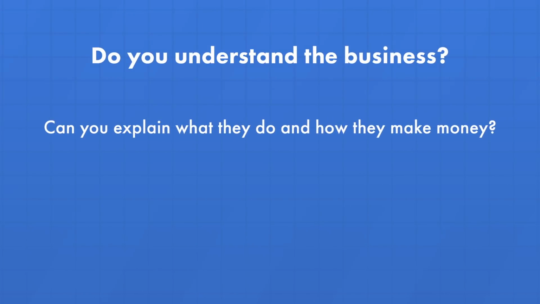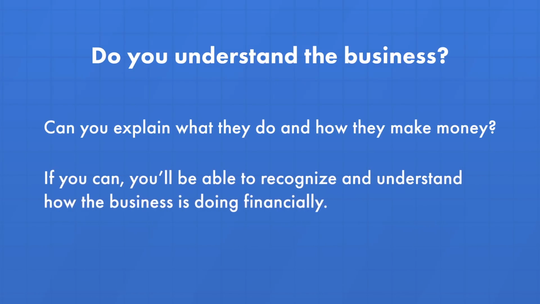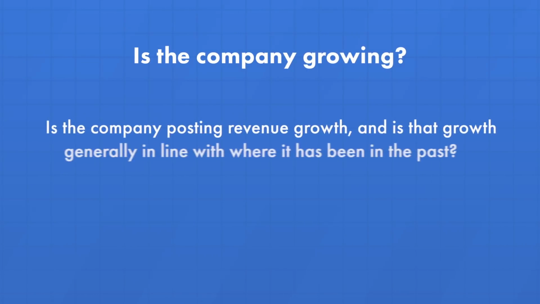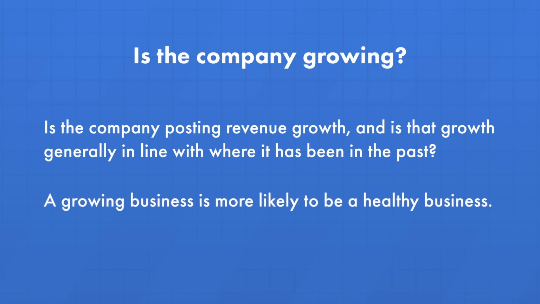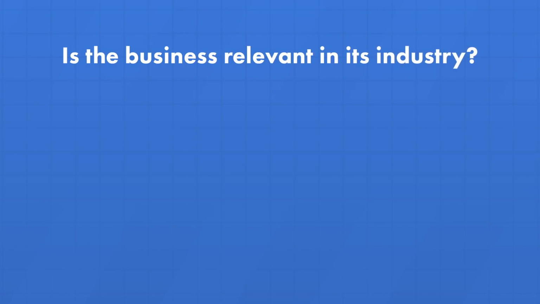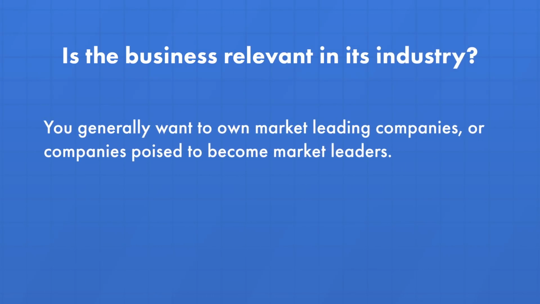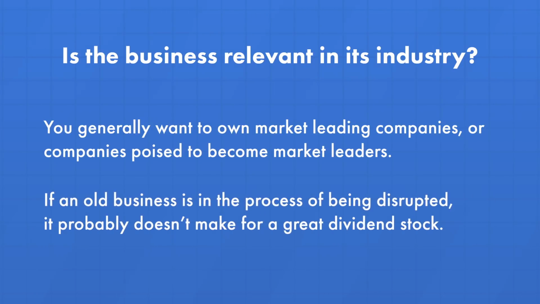That's why, in addition to looking at yield, you should look at the company overall. Here's a quick list of things to keep in mind. 1, do you understand the business? Can you explain what they do and how they make money? If you can, you'll be able to recognize and understand the business and how it's doing financially. 2, is the company growing? Is the company posting revenue growth, and is that growth generally in line with where it has been in the past? A growing business is more likely to be a healthy business. And 3, is the business relevant in its industry? This is harder to measure, but the idea here is that you generally want to own market-leading companies or companies poised to become market leaders. If an old business is in the process of being disrupted, it probably doesn't make for a great dividend stock.